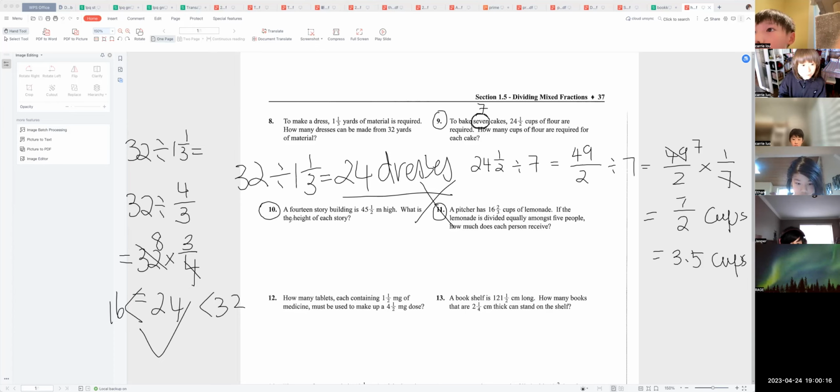Almost done. Okay. So everybody, I still do this, okay? 14-story buildings, okay, is 45.5 meter height. What is height? So 45.5 divided by 14, right? So everybody, so this one's 91/2 times 1/14. So the answer is 7.